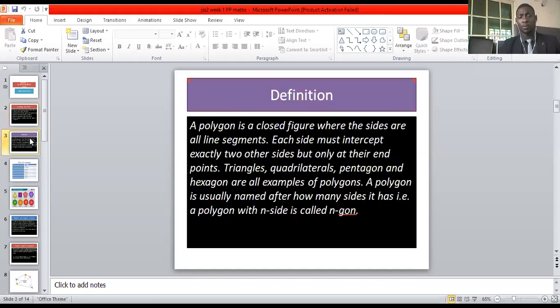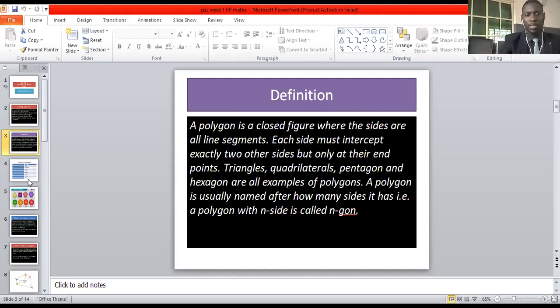So let's look at the definition. A polygon is a closed figure where the sides are all line segments. Each side must intersect exactly two other sides, but only at their endpoints. Let me tell you, a polygon is like a closed shape, whereby all the sides of the shape meet at the ends. They are connected end to end on each side, not a line meeting another line at the middle. Let's look at, for example, a triangle. It's a three-sided shape, whereby each line of the triangle meets and connects with the other one.